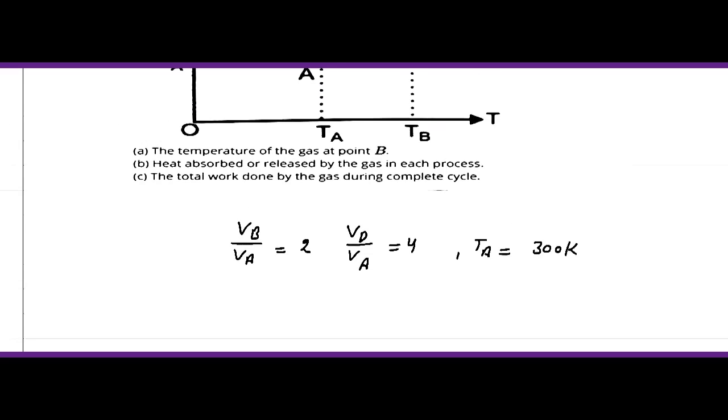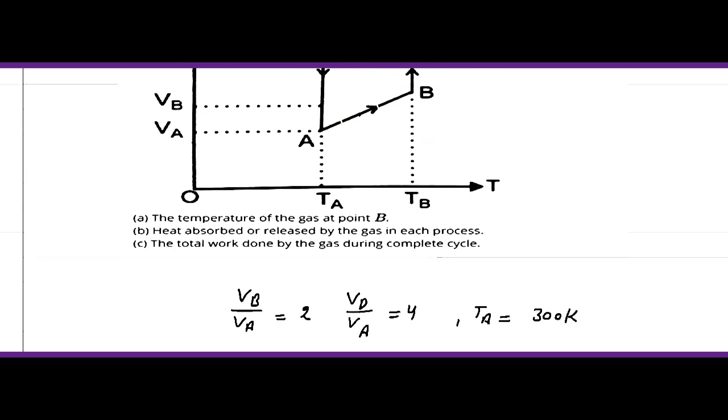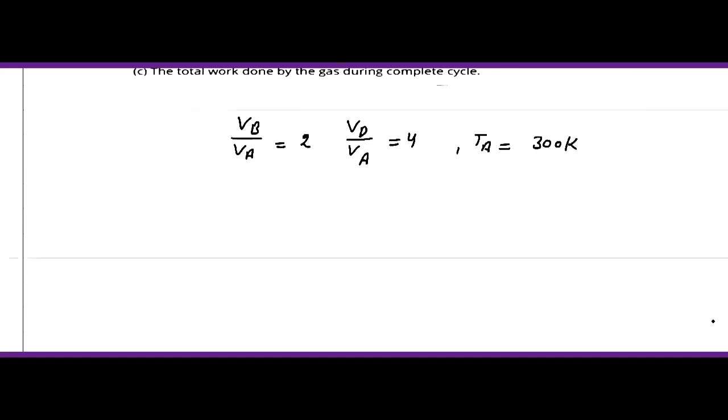Now we take the first process, the AB process. The AB process is a straight line, so that means V by T is equal to constant because this is a linear graph. In the ideal gas equation, PV by T is equal to constant, which means pressure is constant. So the AB process is isobaric.